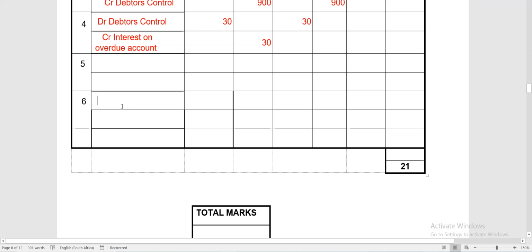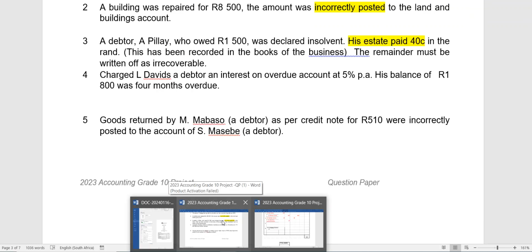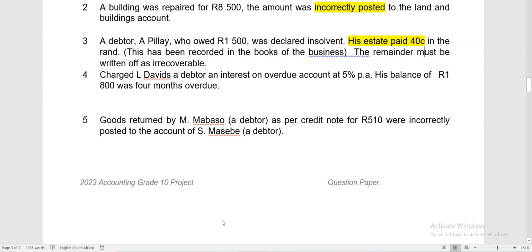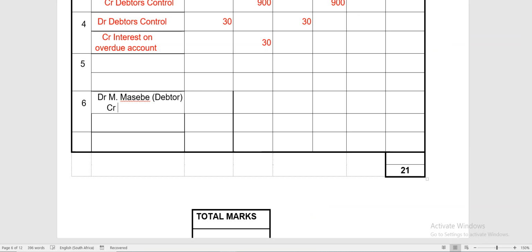So we'd say debit M Masebe, who is it? Who is a debtor? We need to write that this person is a debtor, okay? And then we are going to credit the other person. Credit the other person is M Mabaso. So we're going to credit M Mabaso here, because his account was supposed to be reduced, but it was not.